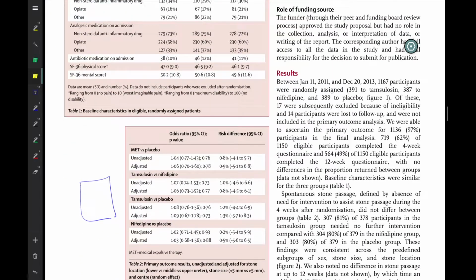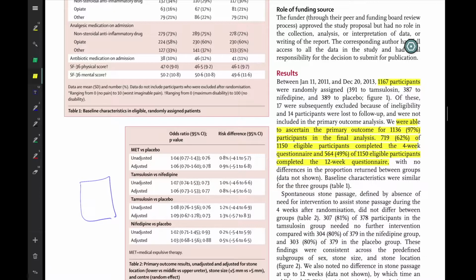Now, the results section obviously gives us the outcome data, and the authors say that 1,167 participants were randomly assigned, and they were able to ascertain the primary outcome for 97% of participants, which is great, but there was a dropout rate at 4 weeks. Only 62% of eligible participants completed the 4-week questionnaire, and 49% completed the 12-week questionnaire.